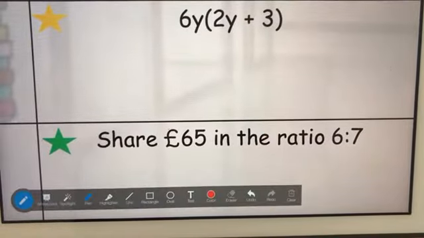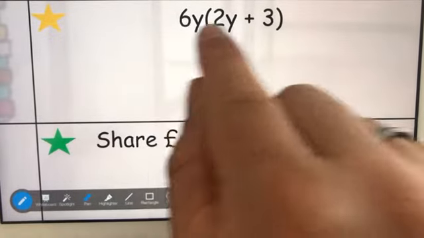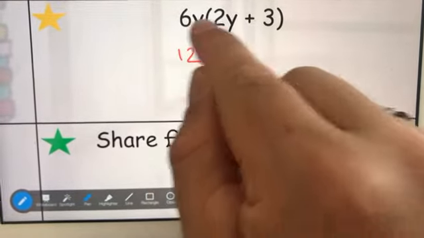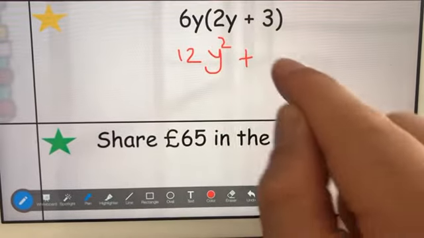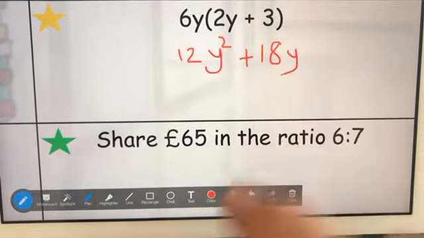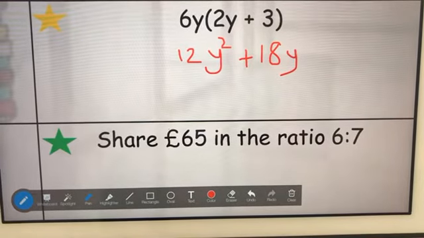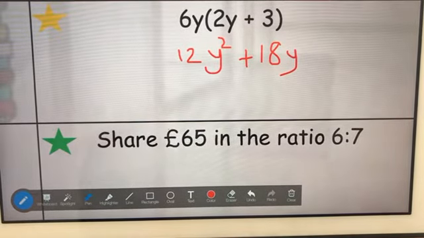Bit of expanding brackets. This is a topic we did last week. So 6 times 2 is 12. Y times y just gives me y squared. Plus goes in the middle. 3 lots of 6y is just 18y. So my answer is 12y squared plus 18y. 2 points.